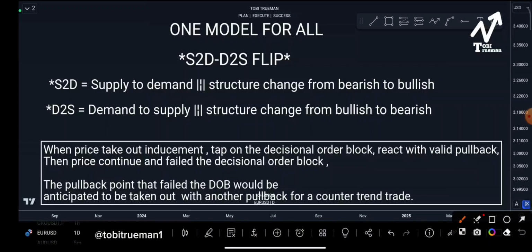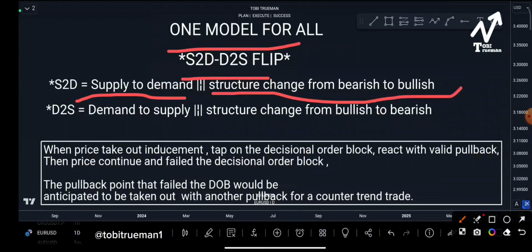Now I'm trying to let us into this particular idea about one model for all. And what is that model? I mean entry model. What is that particular entry model? It's called S2D or D2S flip. What is S2D? S2D, supply to demand, simply tells us about structure change from bearish to bullish. Then D2S, demand to supply, is structure change from bullish to bearish.